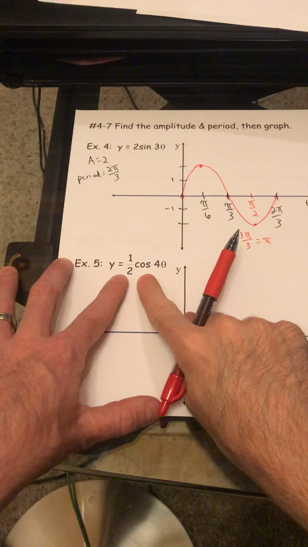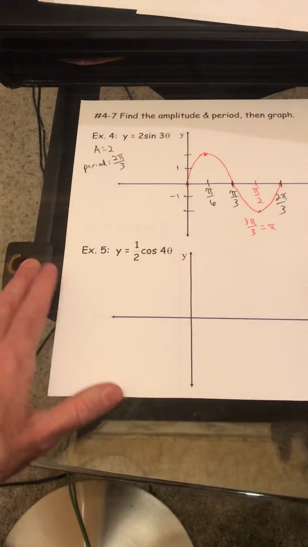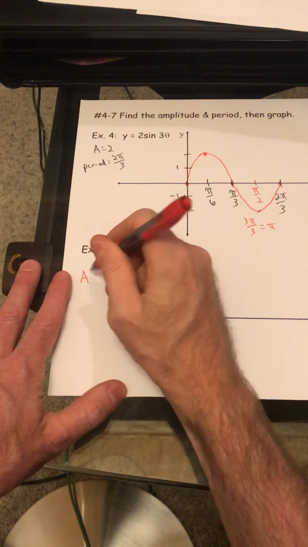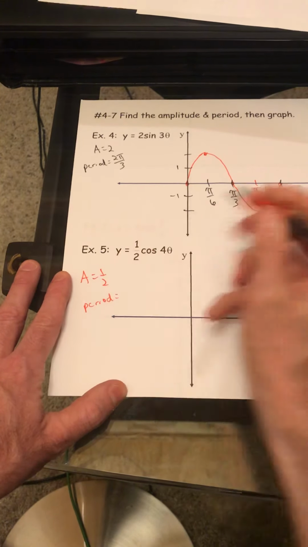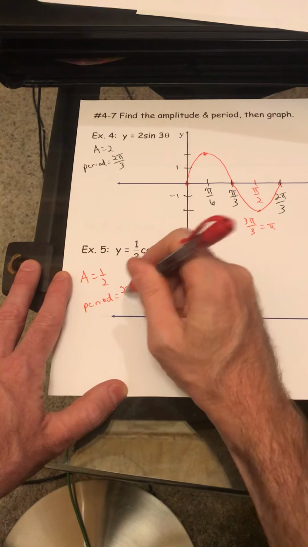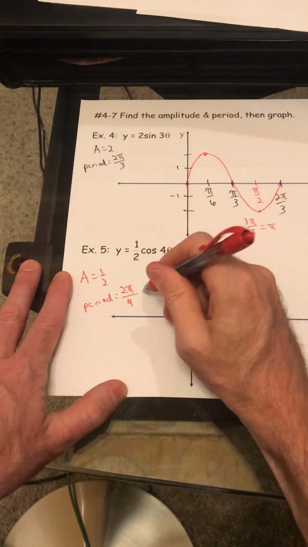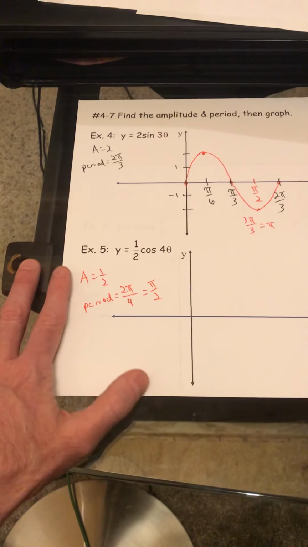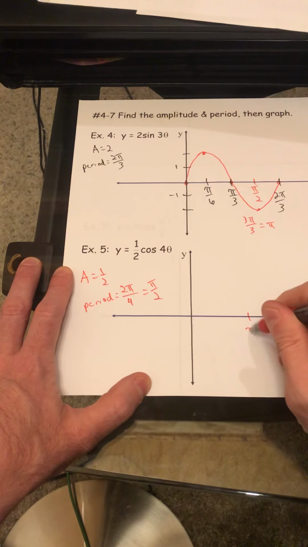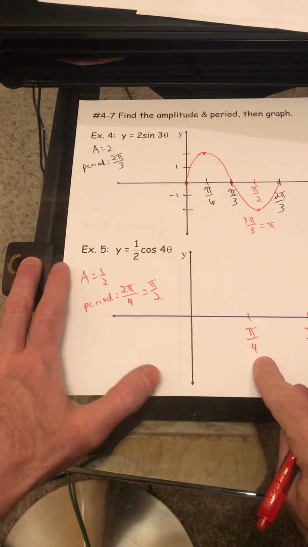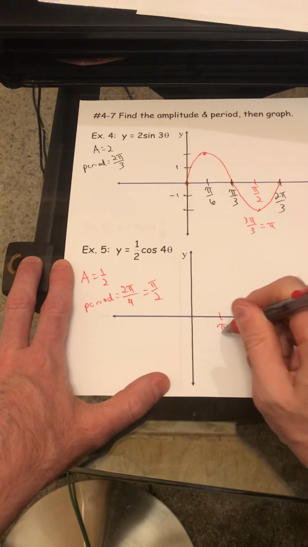All right, next up. Y equals 1/2 cosine 4 theta. Well, again, our amplitude here is 1/2. The period is 2 pi over b, where b is 4. So the period is pi over 2. So I'll come out and put that at the end. Well, half of pi over 2 is pi over 4. Half of pi over 4 is pi over 8.